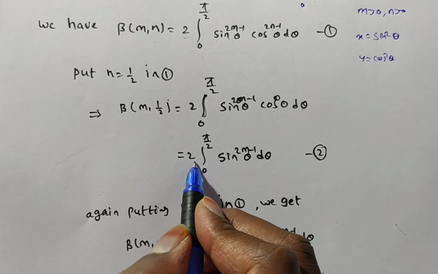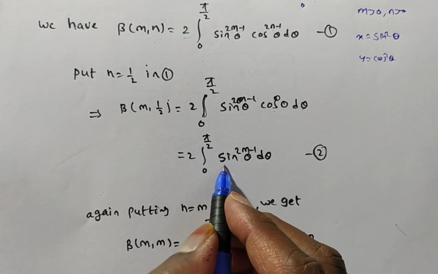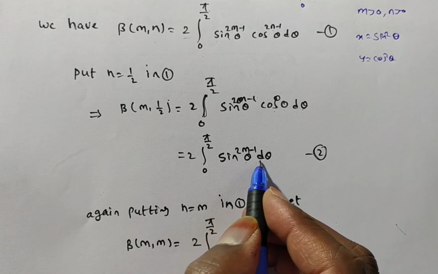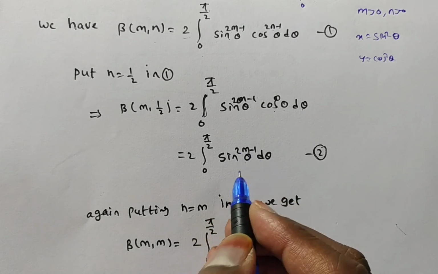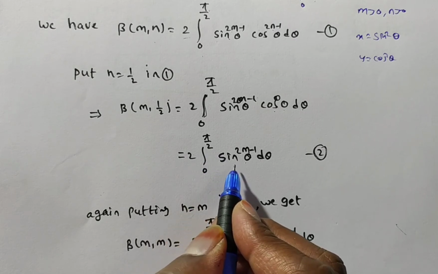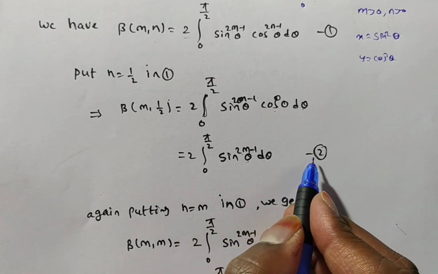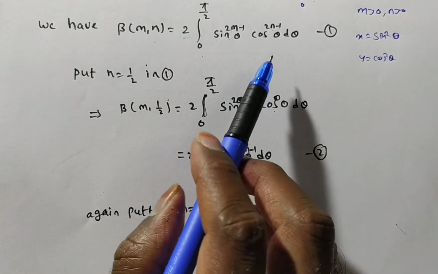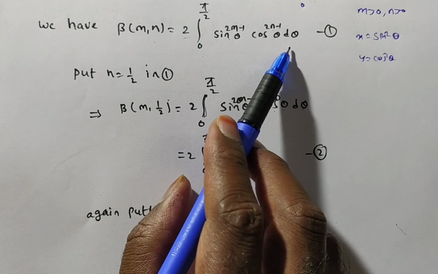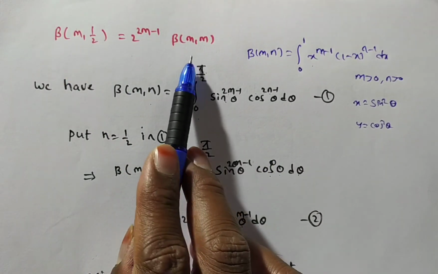So you will have 1 into this sine to the power of 2m minus 1 theta. Then you will have the same term. We have 2 times the integral 0 to pi by 2 sine to the power of 2m minus 1 theta d theta. Consider this as equation number 2, and the definition of beta you consider as equation number 1. Now the LHS part is enough up to this. Now go for the RHS part.